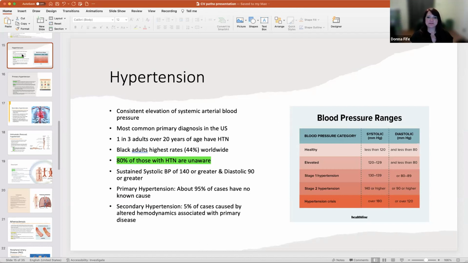It's defined as a sustained systolic blood pressure of 140 or greater and a diastolic of 90 or greater. Most cases are primary hypertension, about 95%, because there's no known cause for it. Secondary hypertension, about 5% of cases, is caused by altered hemodynamics associated with primary disease. So there's some other disease process that's going on that's leading to the secondary hypertension.